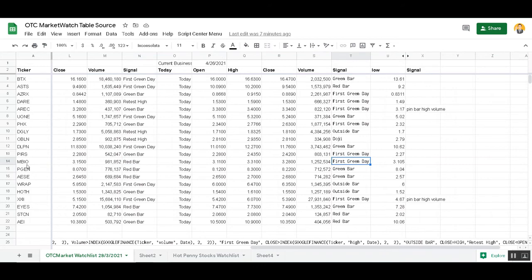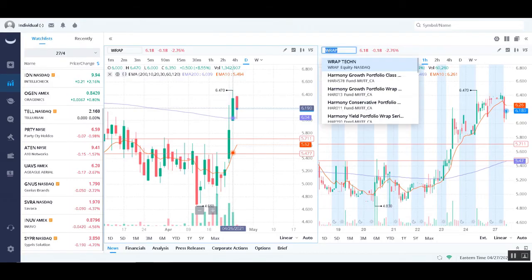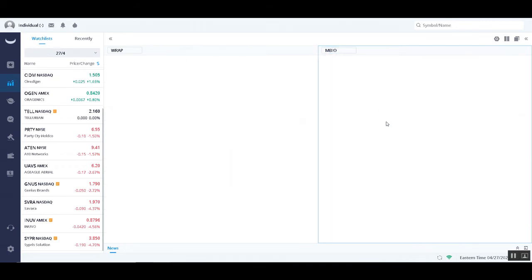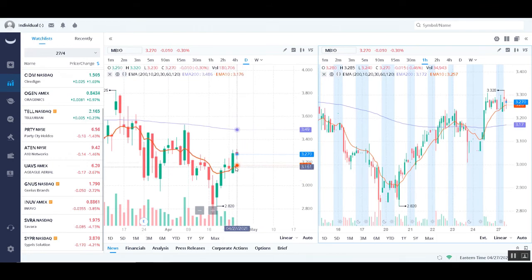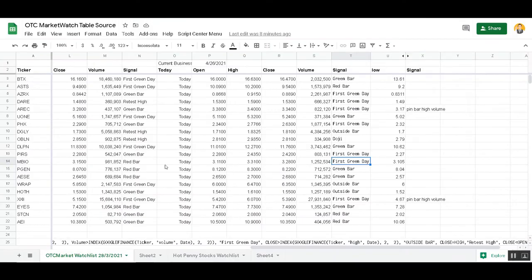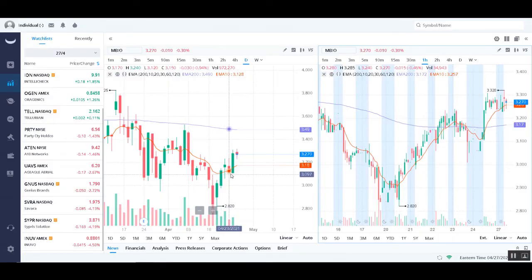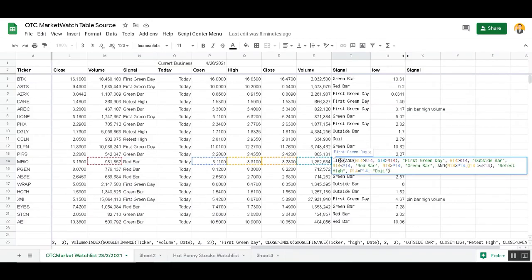MBIO. Let's explore MBIO. Let's look at the daily chart. Let's ignore this because this is on the 27th of April as we are talking. So it is a bullish engulfing candle with trading volume. See? So the previous day was a red bar, and the current day was a green bar. So this is how we calculate.